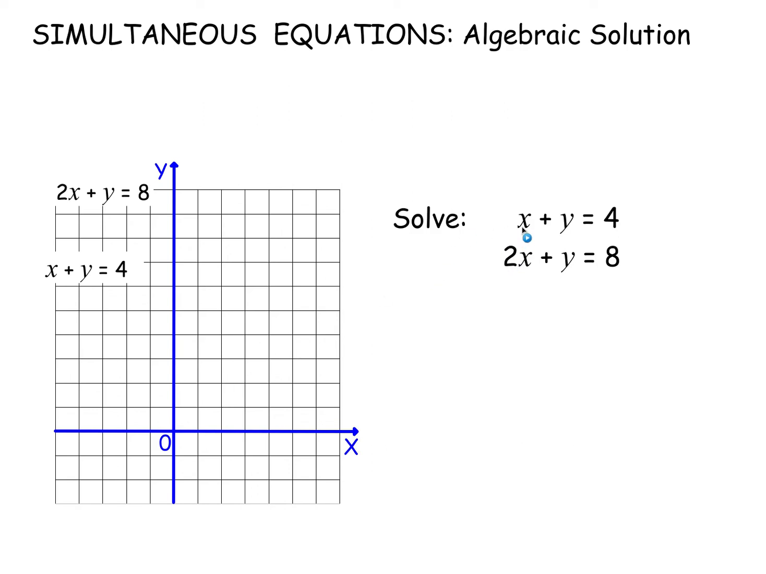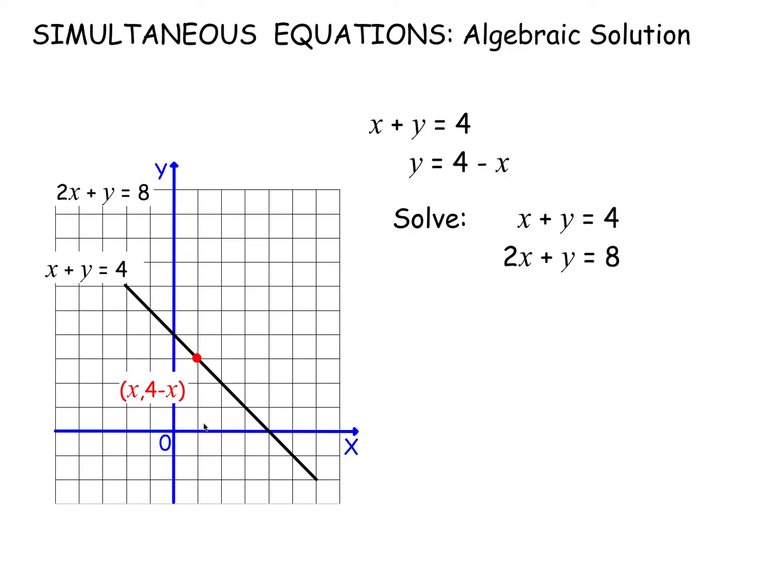Now I'm going to rearrange the first equation, x plus y equals 4, and I've rearranged it to y equals 4 minus x. The reason I've done that is, if we think of this black line, x plus y equals 4, any point on that line has, in general, the form: x is the x coordinate and the y coordinate is 4 minus x. So this says y equals 4 minus x. The y coordinate equals 4 minus the x coordinate.